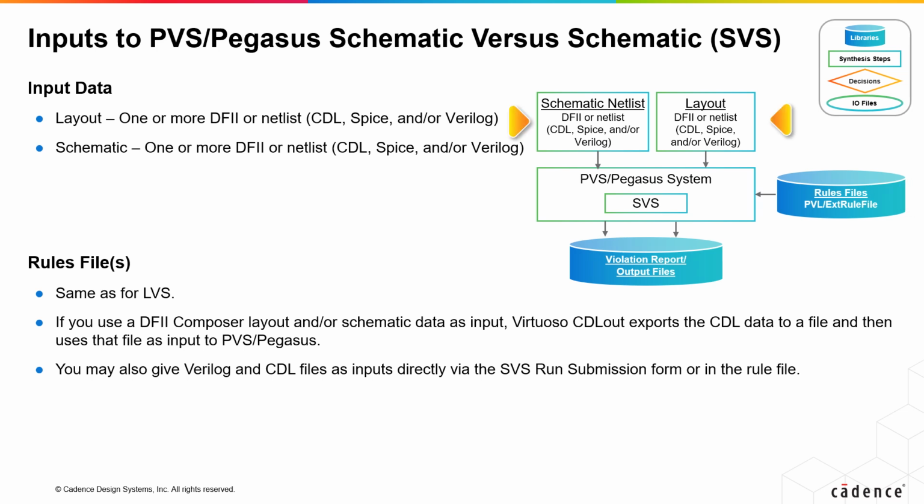If you are using a DF2 Composer layout or schematic data as the input, Virtuoso CDL out will export the CDL data to a file. This file will then be used to input PVS or Pegasus. Alternatively, you can directly provide Verilog and CDL files as inputs via the SVS run submission form or in the rule file.